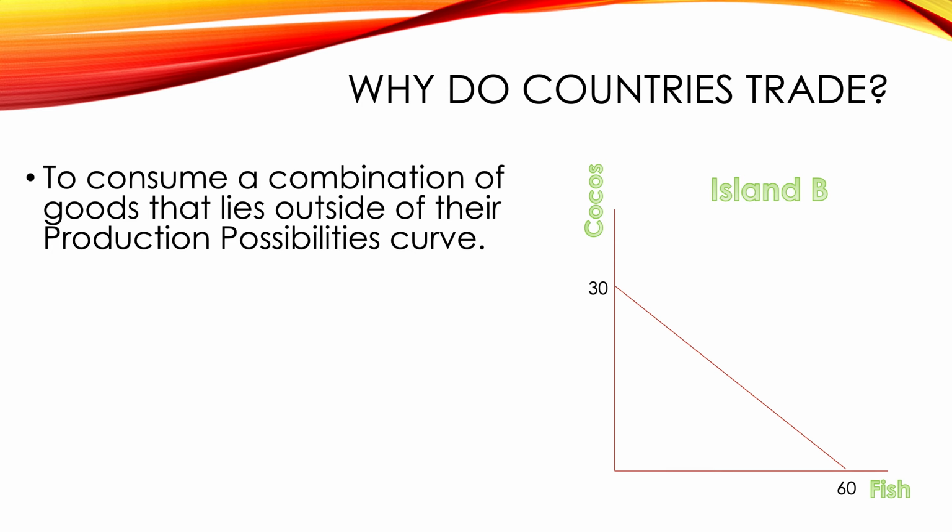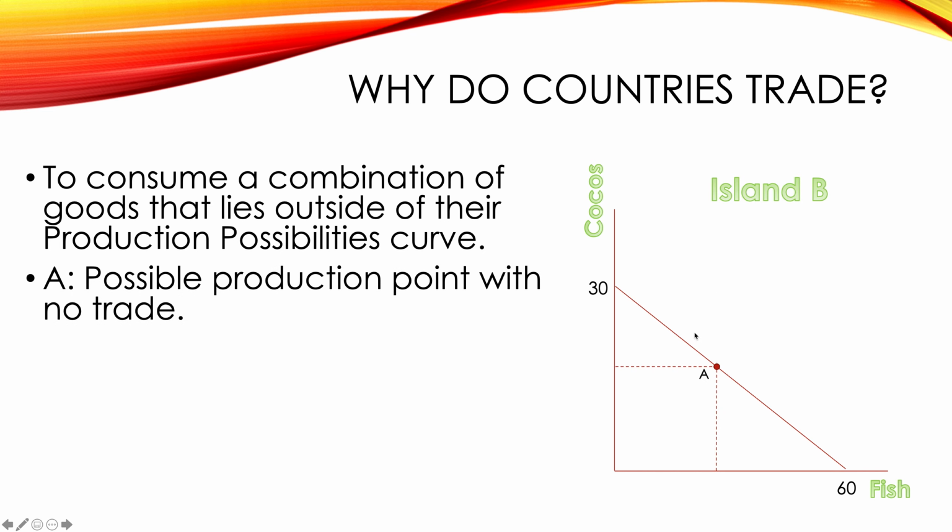So for instance, island B, we're going to stick with them because again, they were the island that didn't seem that could benefit from trade. Island B, if they weren't trading at all, they might be producing at a point like A, right? This is a possible production point with no trade. They can't produce or consume, if they're not trading, anywhere outside of here. Because if you're not trading, you can only consume what you're making. There's nothing coming from anywhere else. So this would be a possible production point with no trade.